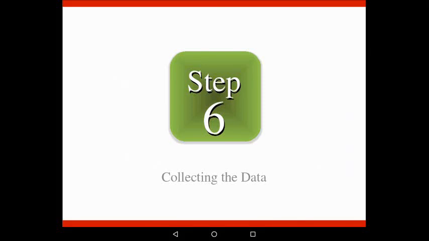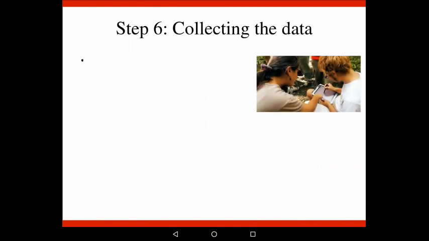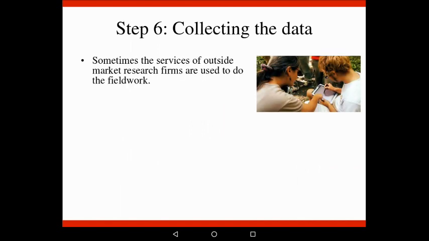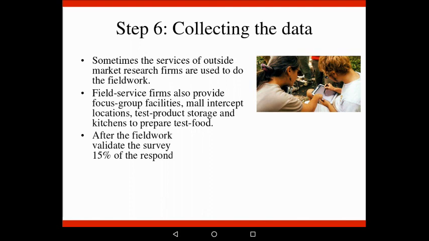Okay, then after step 5, we get to step 6. This is when you actually collect the data. Sometimes the services of an outside research firm can be used to do your field work. Field service companies also provide focus group facilities, more intercept locations, test product storage, as well as even kitchens where you can prepare test food.